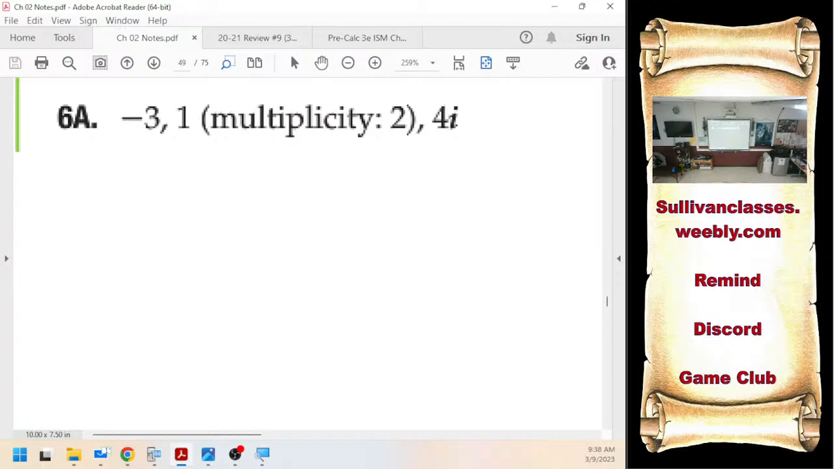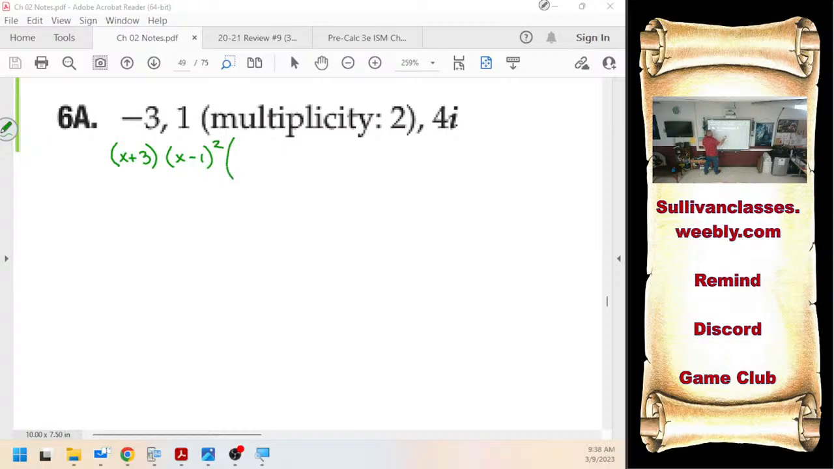So you just have to choose in what order do you want to distribute that? So we should have x plus 3, x minus 1, multiplicity of 2, it happened twice.